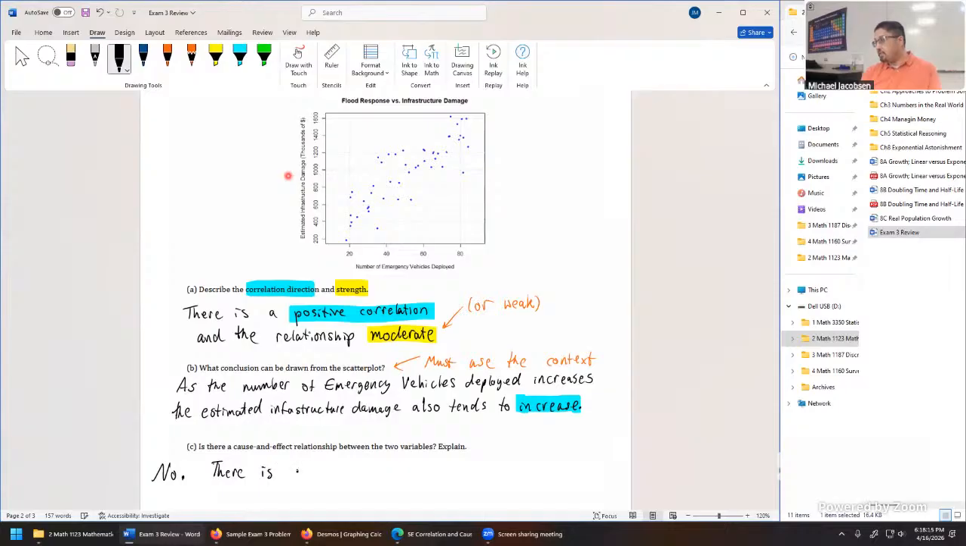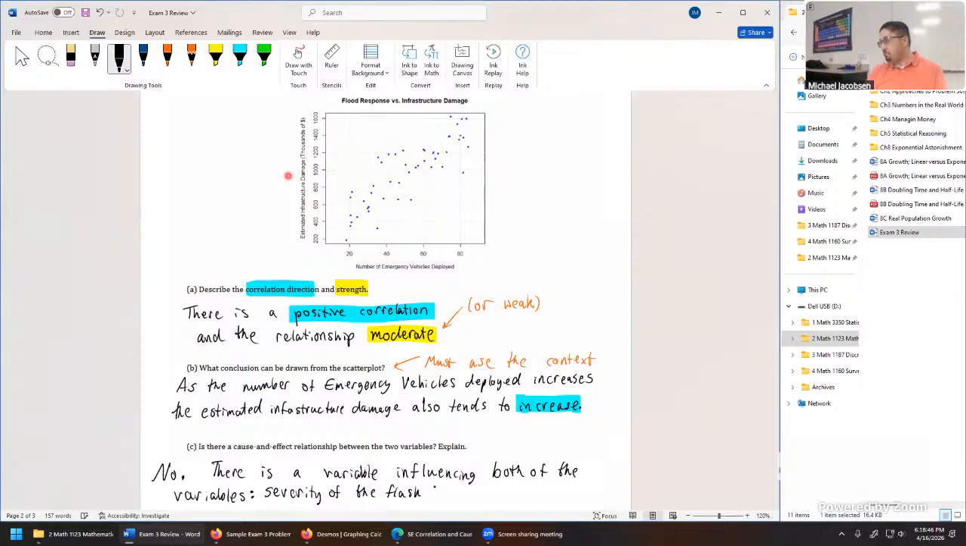There is a variable influencing both of these variables. And that variable will give a name. It's the severity of the flash flood itself.